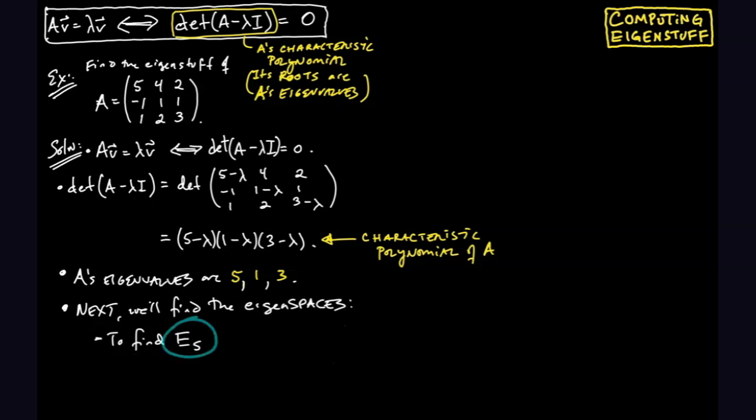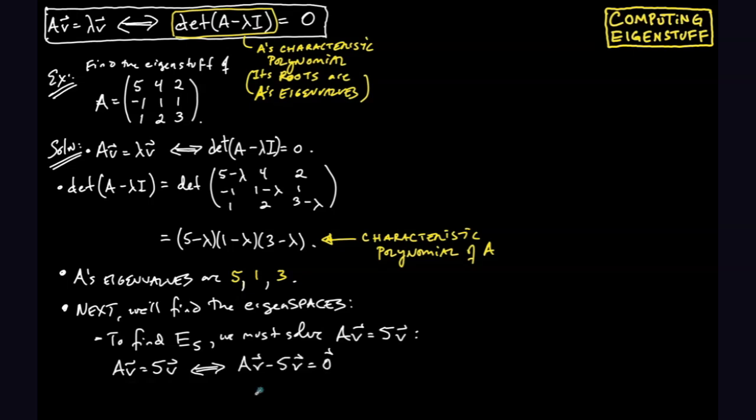To find E sub 5, the eigenspace corresponding to eigenvalue 5, we must solve, well, what must we solve? We are looking for vectors that satisfy this equation, AV equals 5V. But AV equals 5V is equivalent to AV minus 5V is the 0 vector, pushing everything over to the left. And I can rewrite the left side with the usual trick as A minus 5I times V is 0. And that's just a system of linear equations, right? That's our familiar AX equals B equation.